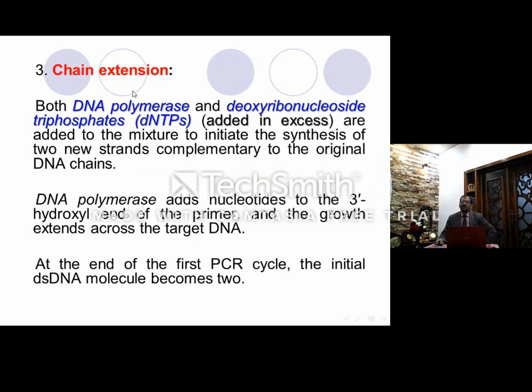After that, the chain extension will start, and the extension means that a DNA polymerase enzyme will be working to add deoxyribonucleoside triphosphates, or nucleotides. These nucleotides will be added in the experiment in very large amounts so that the enzyme can utilize them and the process will continue without any stop. These nucleotides will be added to the 3' end of the primer. And at the end of the first PCR cycle, the initial double-stranded DNA molecule will become two.